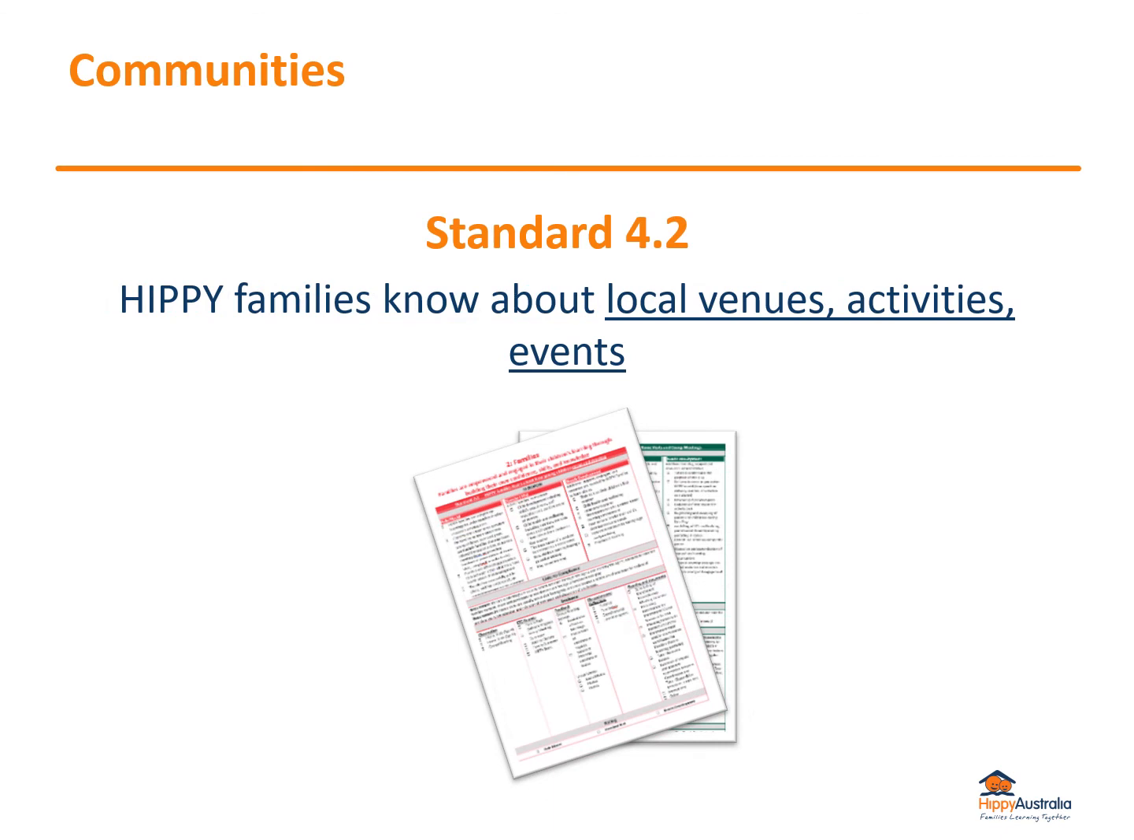Standard 4.2, HIPPY families know about local venues, activities, events. The indicators for this standard look at HIPPY families learning about events in their local community, activities for families in their local community, such as playgroups or story time at the library, and local facilities and venues that families can use, such as playgrounds, parks, or leisure centres. This links to the group meeting 5 essential feature and the guiding principle: connections between parents and community build a family's capacity to care for and educate their children.